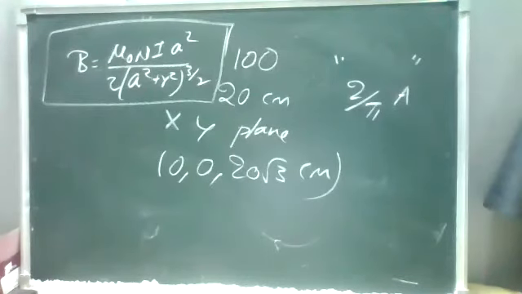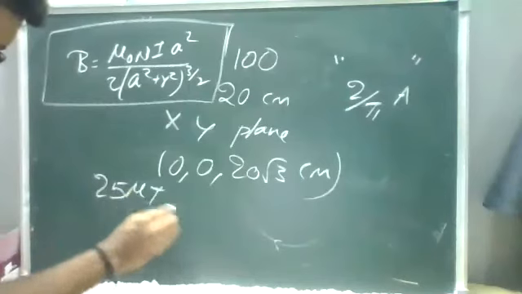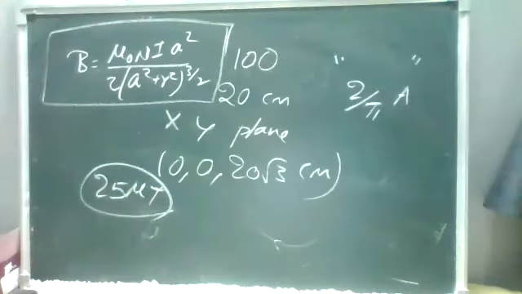The answer is 25 micro Tesla. Think a little, think and work it out. Which is the distance, which is the radius, and from where to where is the point? I have given the formula, just substitute and find it.